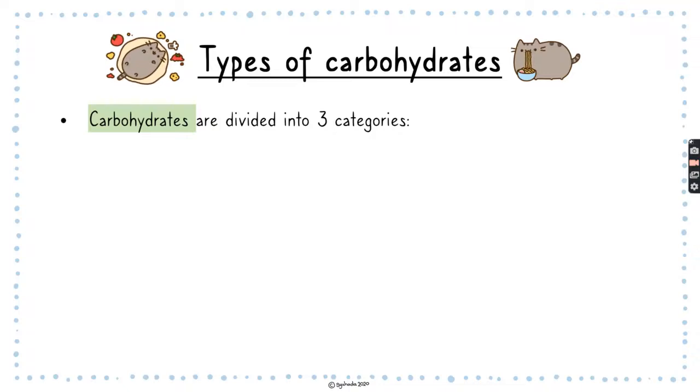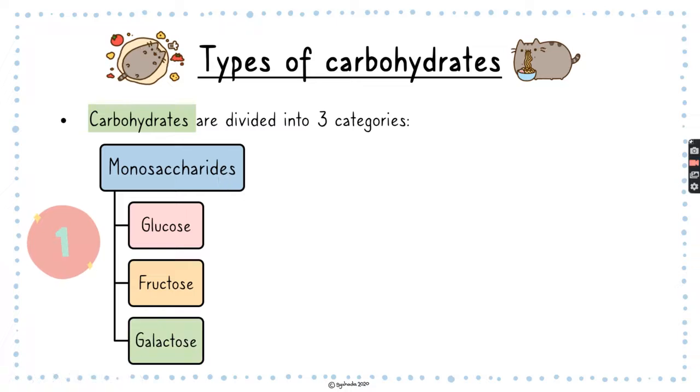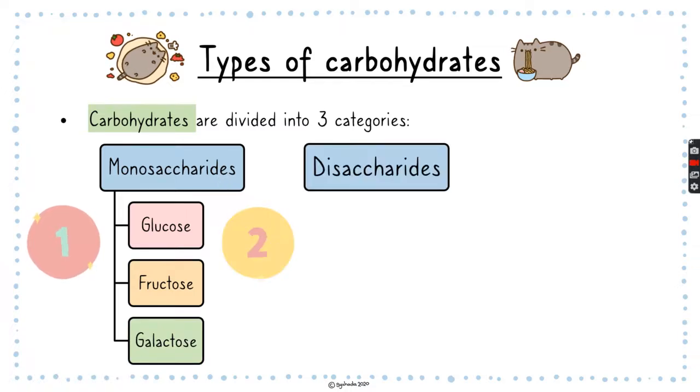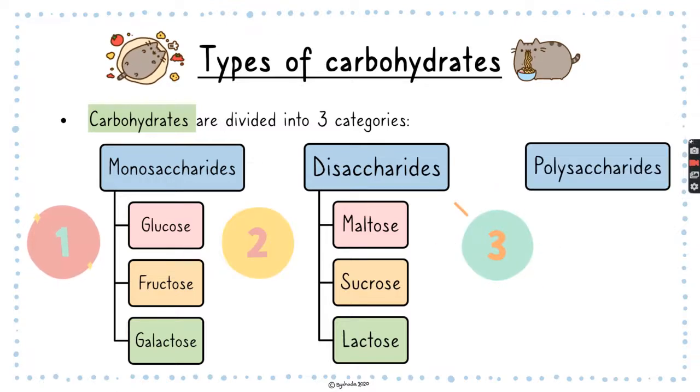Carbohydrates are divided into 3 categories. The first one is called monosaccharides. So the word mono here refers to one, and saccharides actually refer to sugar or being sweet. Glucose, fructose, and galactose are 3 monosaccharides. Disaccharides means, so the word di here means 2, saccharide means sugar or sweet, and we have maltose, sucrose, and lactose. The third group is polysaccharides.